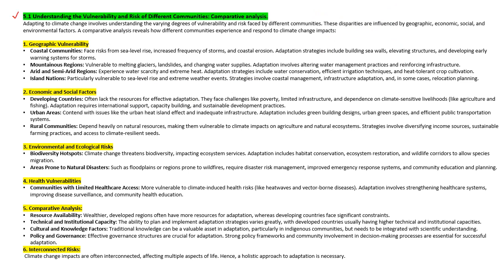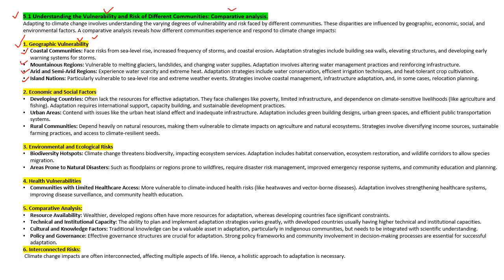In 5.1, the vulnerability, and here this is a comparative analysis. If you see from the viewpoint of geographic vulnerability, you will find some people living in coastal communities, mountainous regions, arid and semi-arid regions, and island areas. So in different geographical areas, vulnerability is also different. So the adaptation technique will also be different.